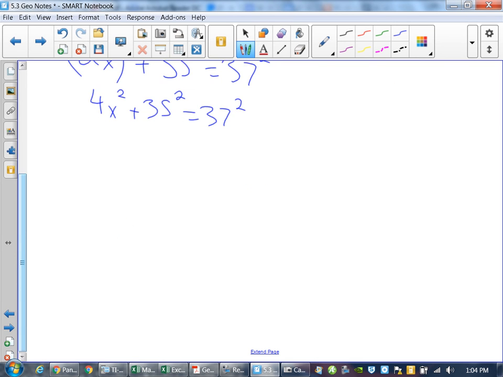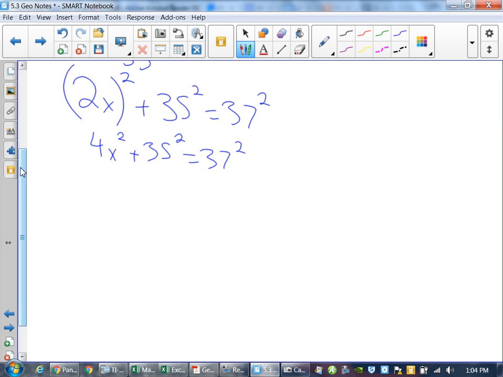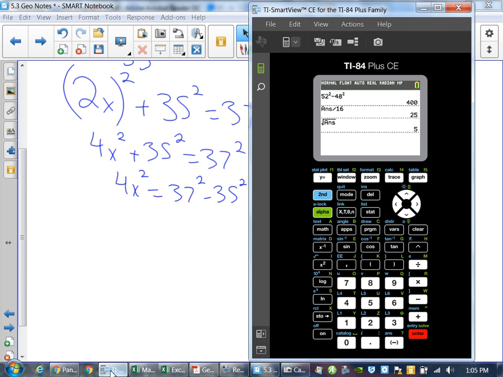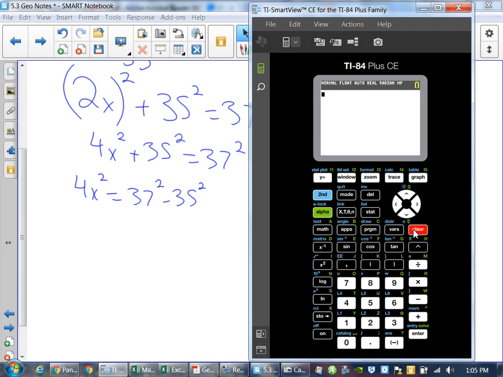This is the type of algebra then that we're going to wind up seeing. It's not that it's any more difficult. Really, all it does is add one step to what we've been working on. You still subtract it over like you did before. But I want to show you guys how you use your calculator to solve these types of problems. All I did there was just move that 35 squared over, just like we did before. We were adding it, so we subtracted the other side. I would type in my calculator, 37 squared minus 35 squared, and then hit enter.